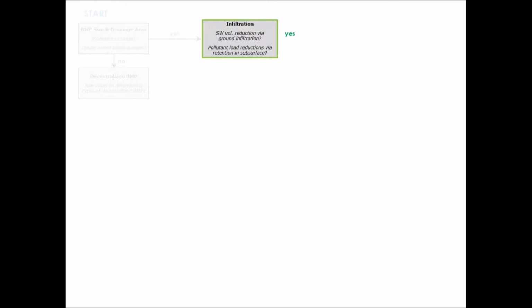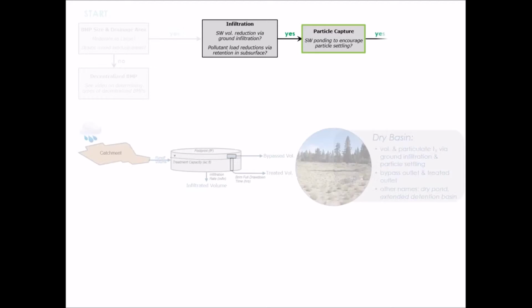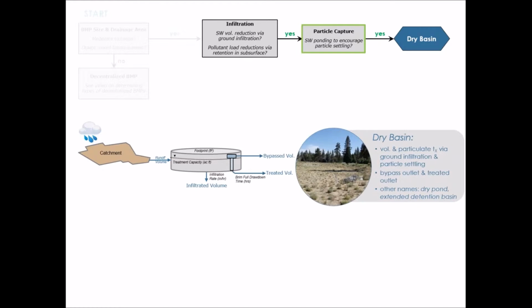If this is an infiltrating BMP, then we want to know if it ponds stormwater to encourage particle settling. In other words, has it been designed to detain or attenuate flows, to reduce velocities and allow for particulate settling prior to the stormwater exiting the outlet? BMPs that infiltrate stormwater and encourage particle settling by way of ponding are classified as dry basins.